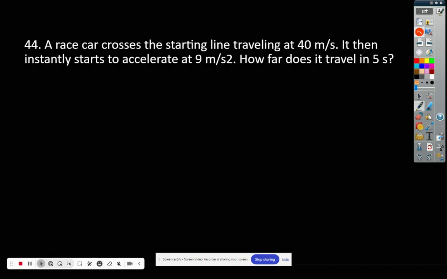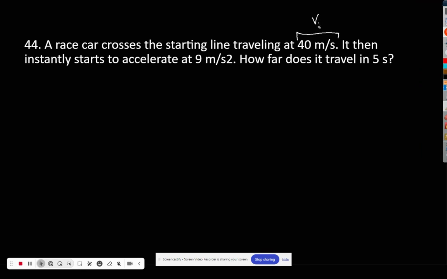Next up, 44. A race car crosses the starting line traveling at 40 meters per second. So at the start, it's already traveling that fast. It then accelerates. We've got the acceleration. We're looking for how far, and we've got the time. As a good rule of thumb, anytime you're looking for displacement and acceleration is involved, there's accelerated motion happening, you're going to need the big ugly equation. And actually, I'm going to write it solved for displacement like we did on the previous problem, because that's what we're looking for here.